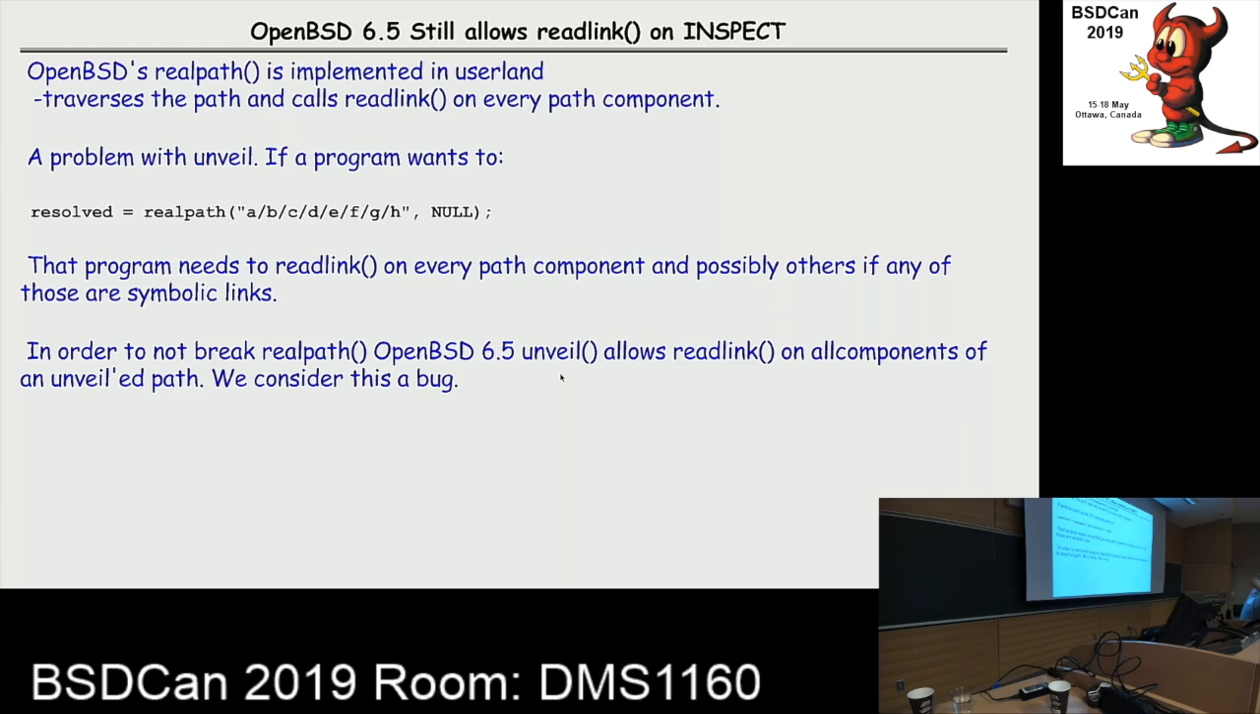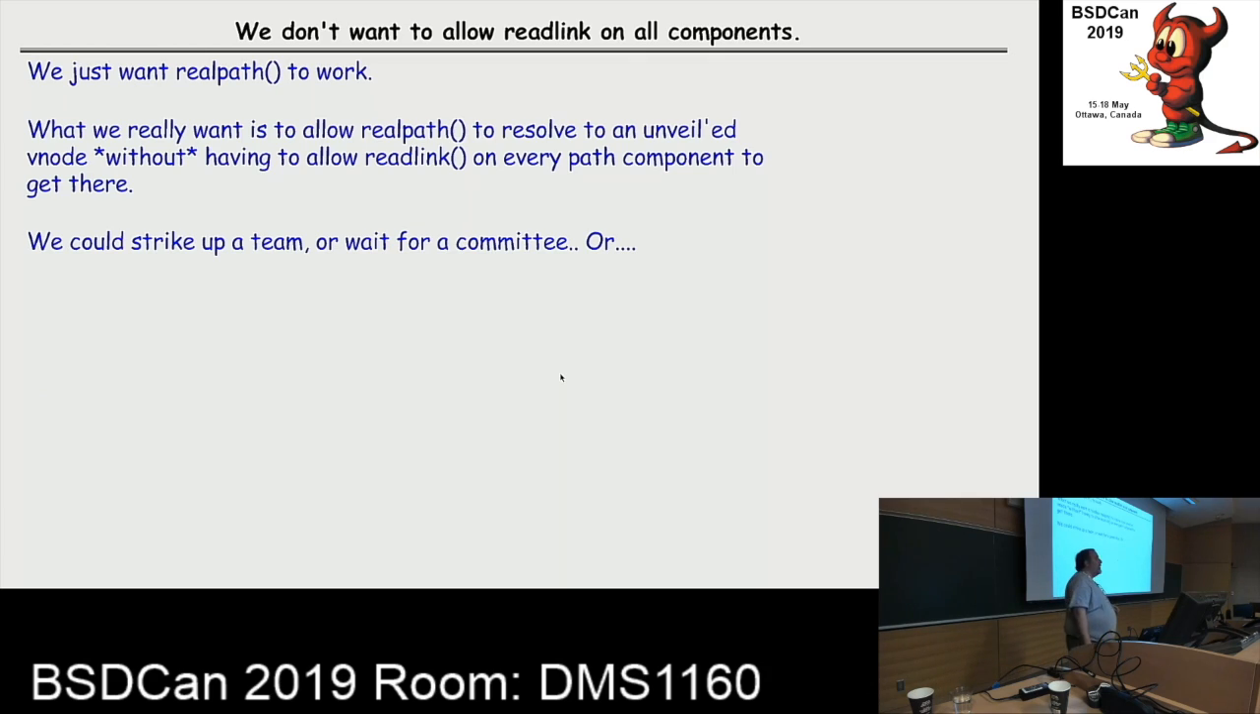So we said, that's really interesting. But it actually then needs to walk down the entire path and do things. So in order to not break realpath, we weren't in a state to try to fix this. 6.5 unveil actually still allows read link on all components of an unveiled path. You can't do a lot with just read link. You could see where a symbolic link points to, but we do consider this a bug. So we don't want to allow read link on all components. We just want realpath to work. So what we really want is a way to allow a real path to our destination vnode without having to go look at every single component of the path to get there.